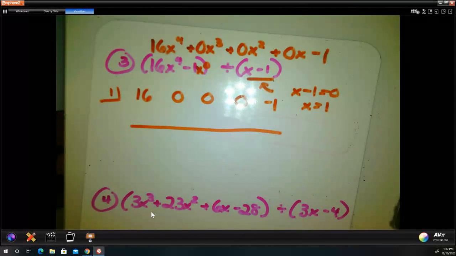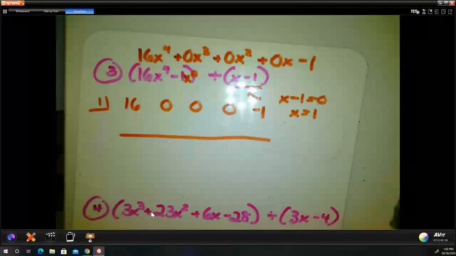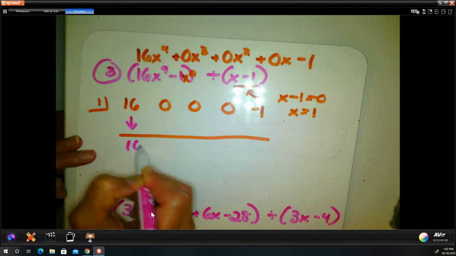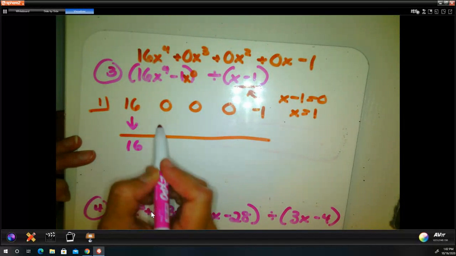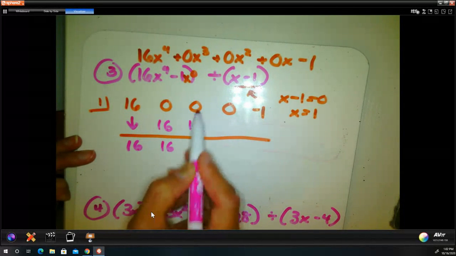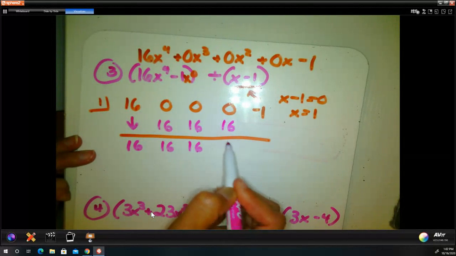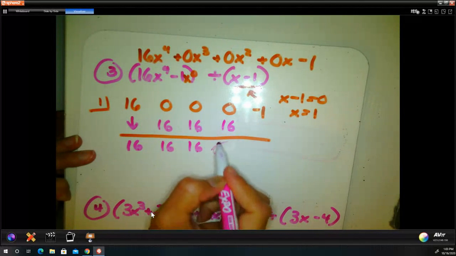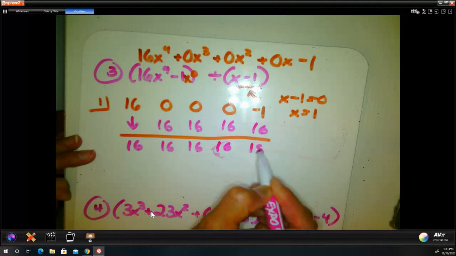All right, you guys remember what to do next. I would pause it, try it, and then just come back. All right, so I'm going to bring down this 16, bring down the first one, multiply, add, repeat. 16 times 1, 16, add, repeat. Oops, sorry, that should be a 16. 16 times 1, 16, add, gives me 15.